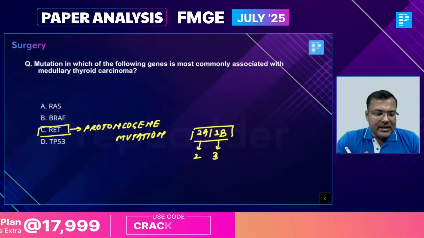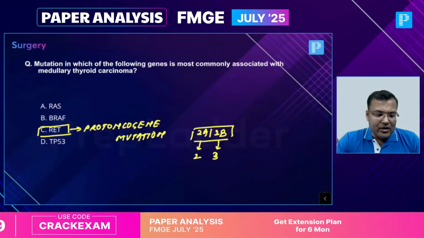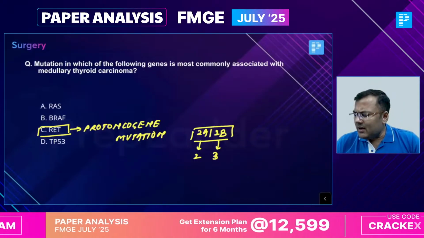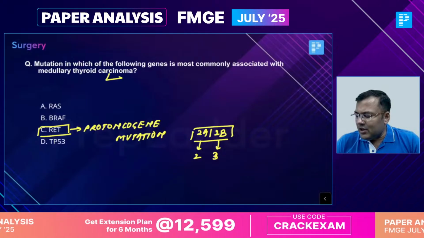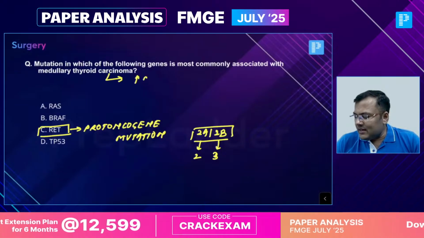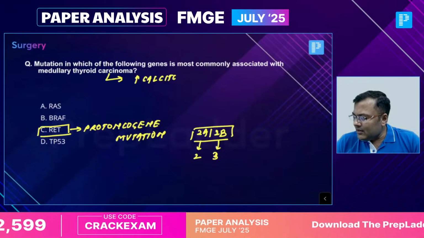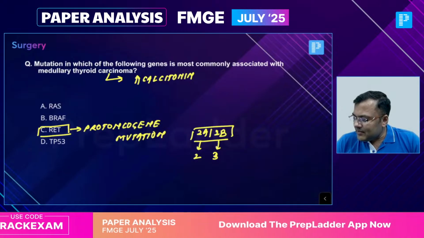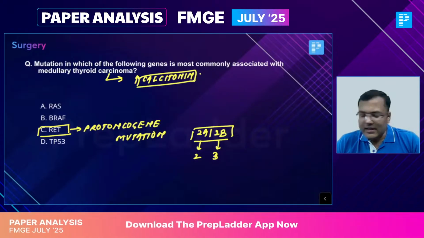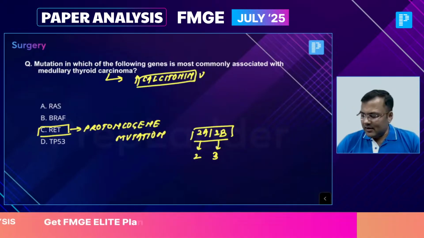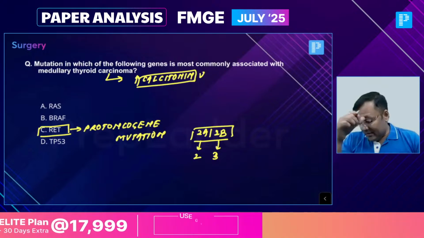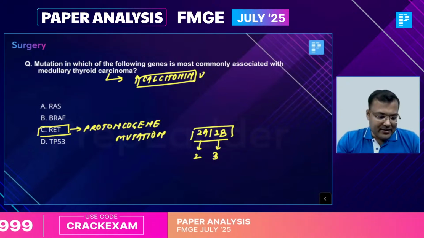Right. So somebody is saying that it had calcitonin, related to calcitonin. So you can see that it can be an indirect question, because you know that calcitonin is raised. What? Calcitonin. So calcitonin is raised in medullary carcinoma thyroid. Clear? And here the mutation will be RET.